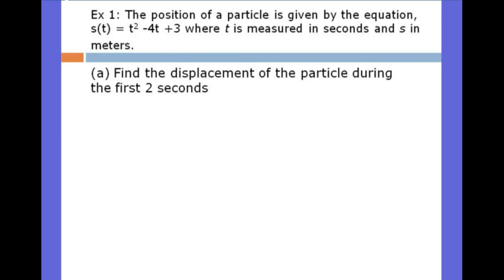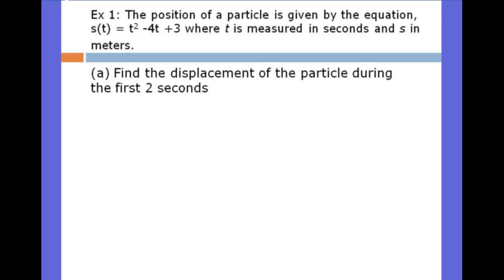The position of a particle is given by the equation S of t equals t squared minus 4t plus 3, where t is measured in seconds and s is measured in meters. Find the displacement of the particle during the first 2 seconds.